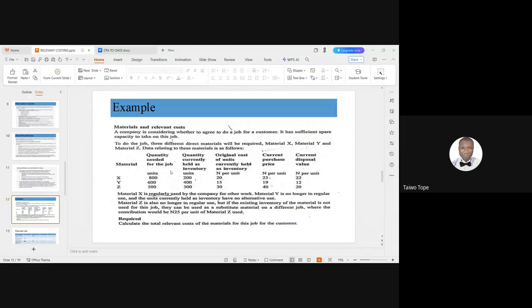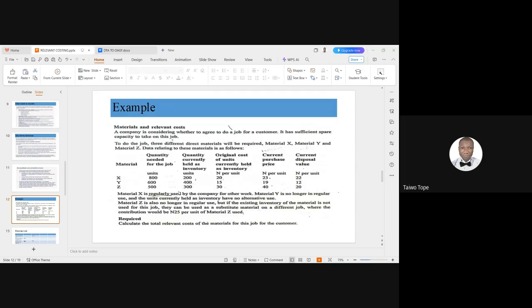The original cost per unit of the units currently held as inventory is 20 naira for X, 15 naira for Y, and 30 for Z. The current purchase price, meaning if you want to get it in the market now, is 23 for X, 19 for Y, and 40 for Z. If you want to dispose of them as scrap, the current disposal value is 22 for X, 12 for Y, and 20 for Z. The point now is material X is regularly used by the company for other work.